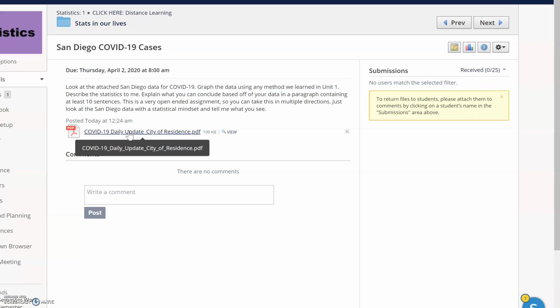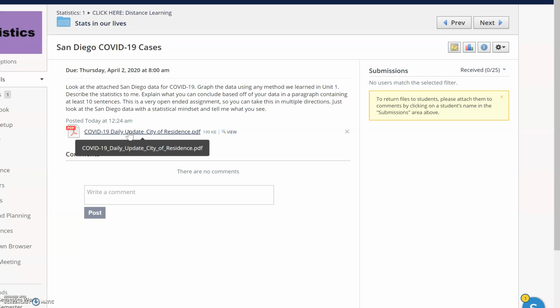What you're going to do for this data is you're going to graph it using any method we learned in Unit 1. So you can make a pie chart, you could make a histogram, you could make a box and whisker plot, you could make a dot plot, lots of options. Graph it using any method you want, and explain what you can conclude based off your data in a paragraph containing at least 10 sentences. Describe the statistics to me.